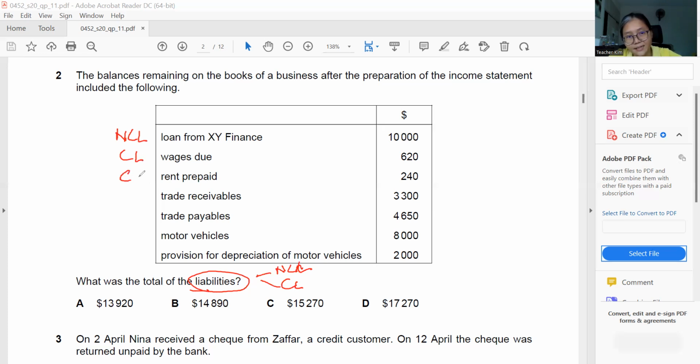Rent prepaid, this is a current asset. Trade receivable is a current asset. Trade payable is a current liability. Motor vehicle is a non-current asset. Provision is there to reduce the cost, so this is also a non-current asset. So the items we should take are 10,000, 620, and then 465. Based on the amounts, we calculate and get 15,270. So the answer should be C. So next, move on.